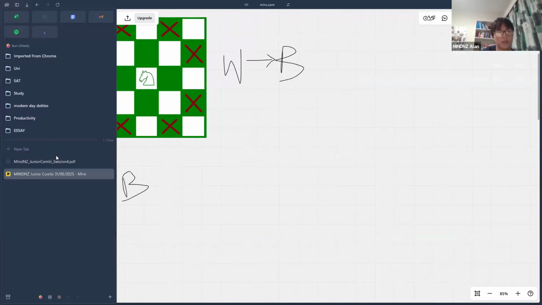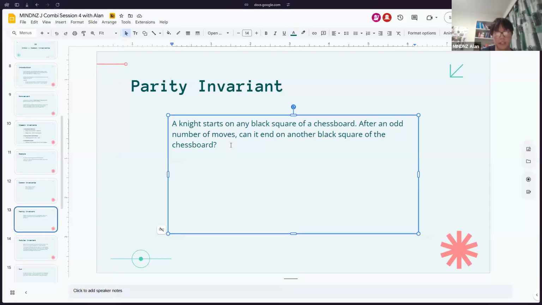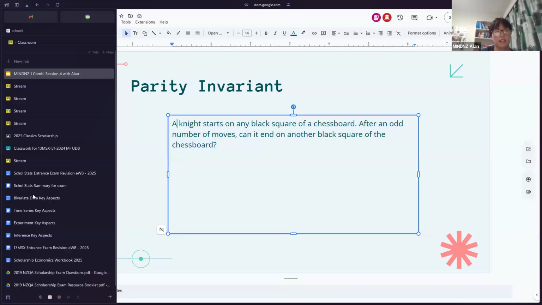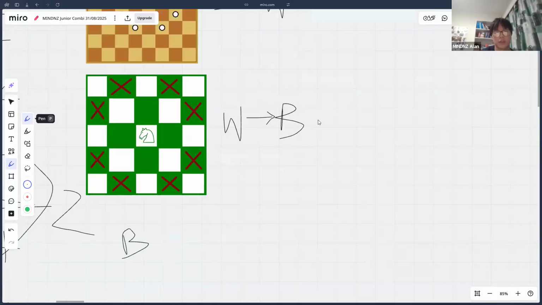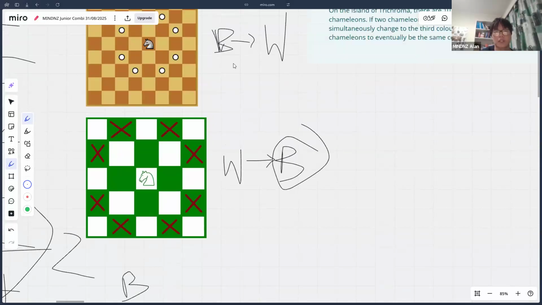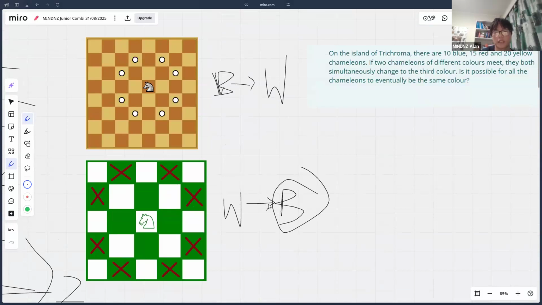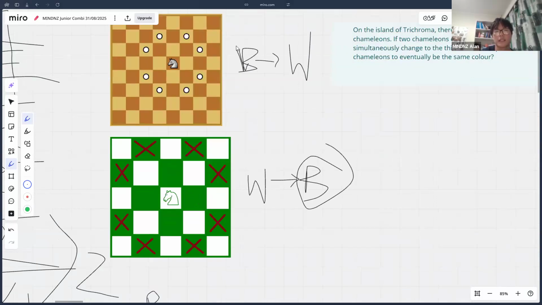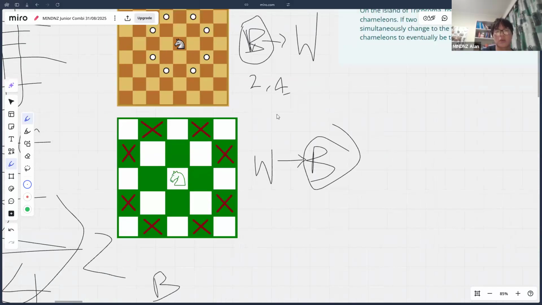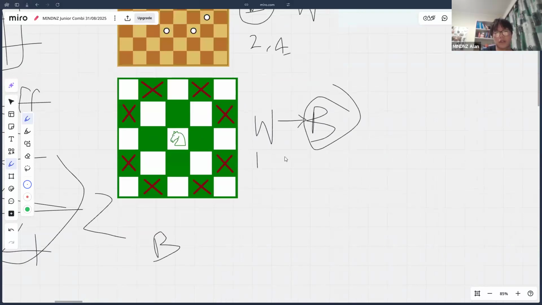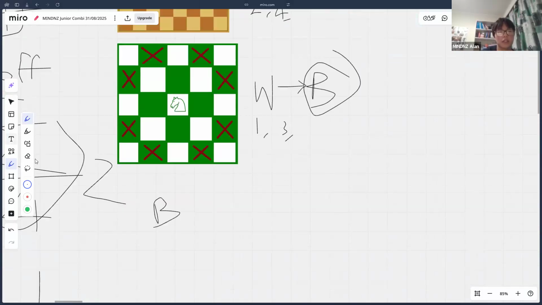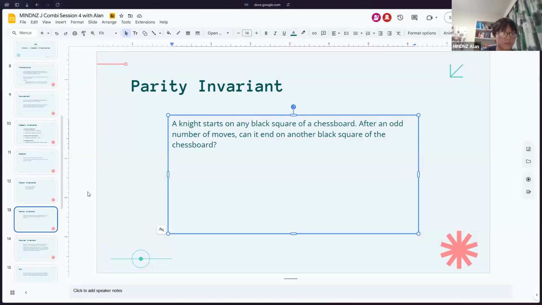And then we want an odd number of moves, right? But is this possible? No, because we can only return to a black square after an even number of moves, right? Because black must go to white and white must go to black. So if we start on black, we only land on black squares after an even number of moves. So we get black squares on the second move, the fourth move, etc. And we get white squares on the first move, third move, etc. And this means that we can never reach a black square on an odd move.